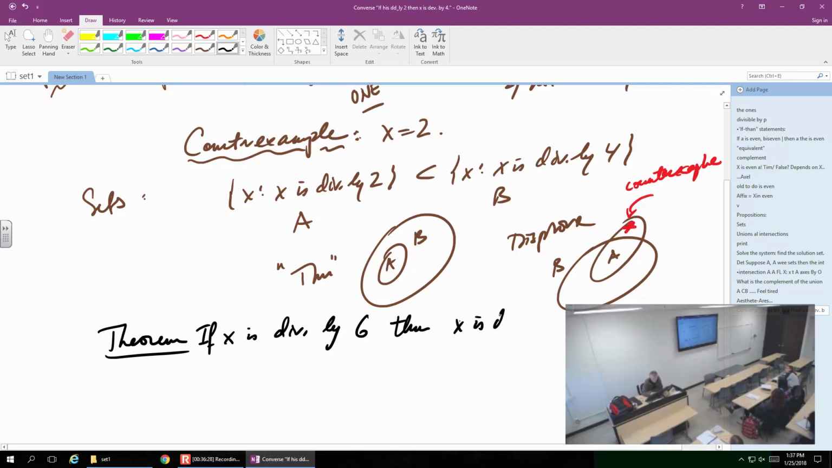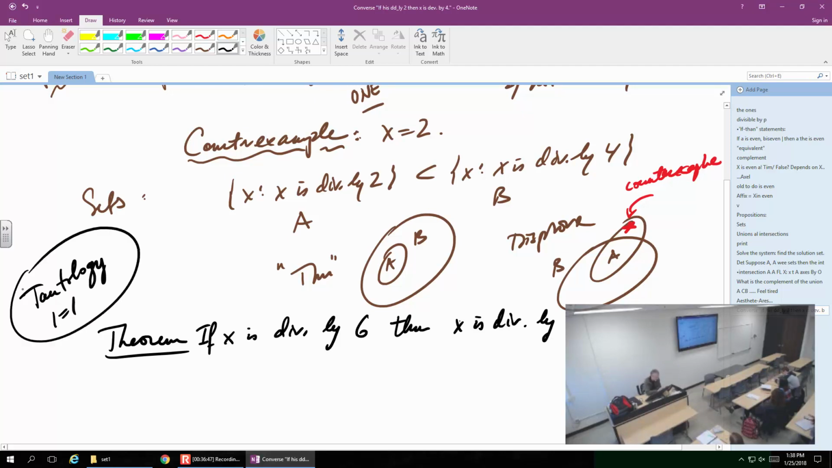X is divisible by what? By 6. That's true. And that is equivalent, by the way. So it's called a tautology. By the way, there's a good word to use. A tautology, 1 is equal to 1, and so on, statements like that. So they're definitely true to begin with, and then they don't have any substance in them. Everything turns into a tautology once it's proven.